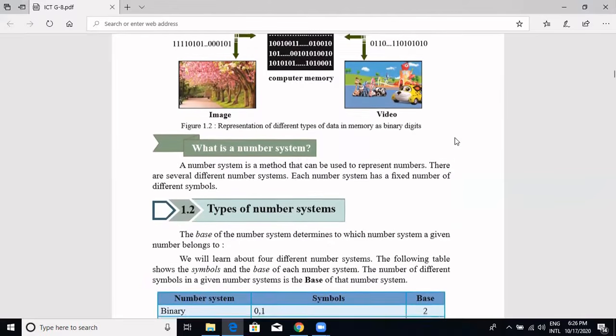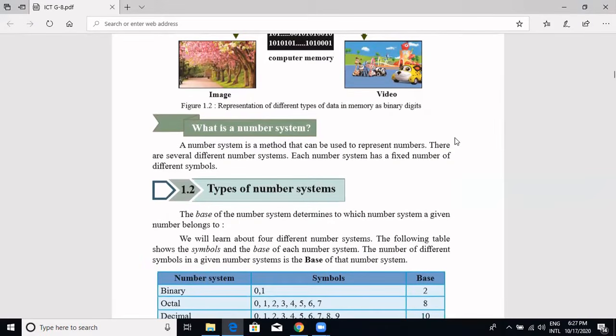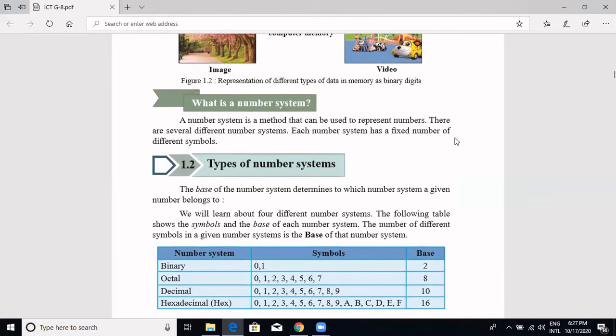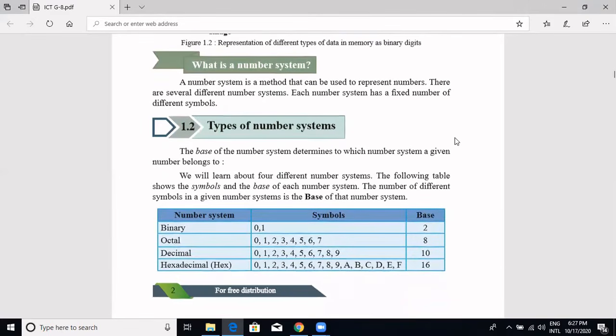Before going to the computer world and all these numbers, we should learn what a number system is. A number system is a method to represent numbers. There are a lot of number systems, but usually you are very familiar with the decimal number system, using the symbols 0, 1, 2, 3, 4, 5, 6, 7, 8, 9. But there are many number systems, and each of them has a fixed number of symbols.